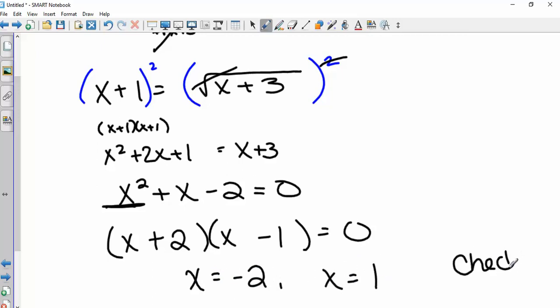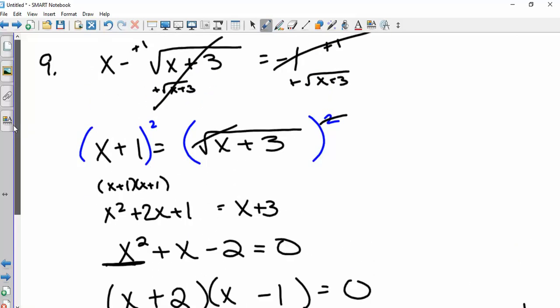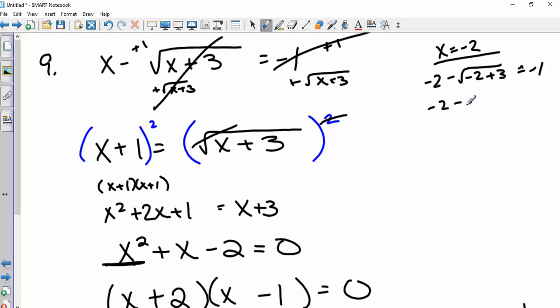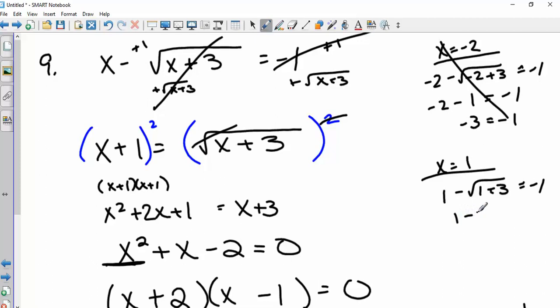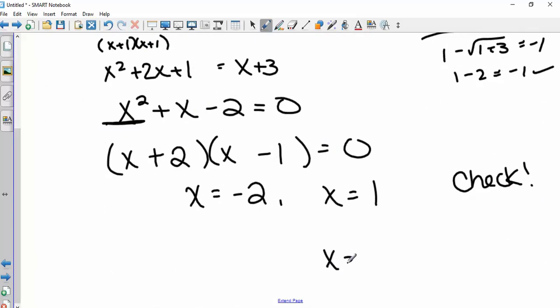Then you have to check. So you're plugging those in. Always do it in the original. What happens when you plug in a -2? You get -2 minus 1. So you get -3 equals -1. And that doesn't work. Then if we put in a 1, your 1 minus 2 equals -1, and that one does. So your only answer on this is x equals 1.